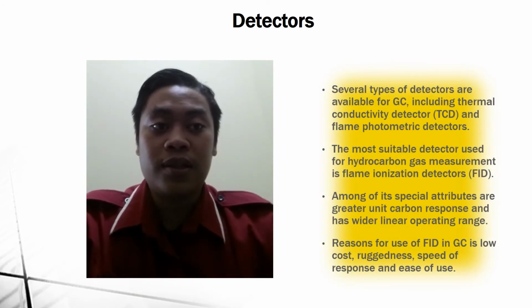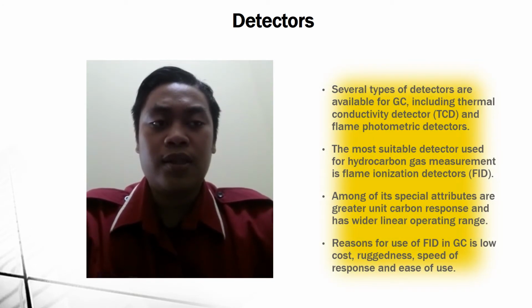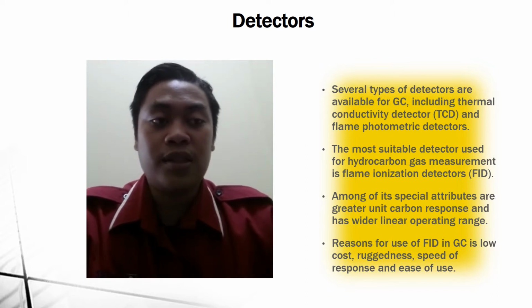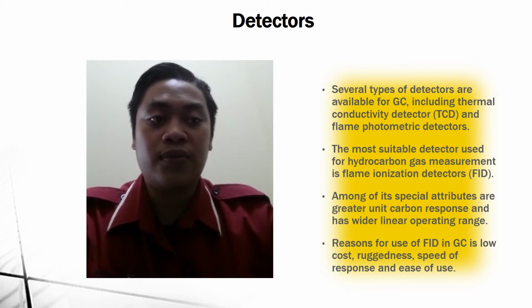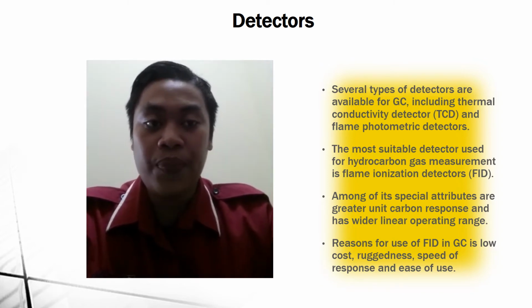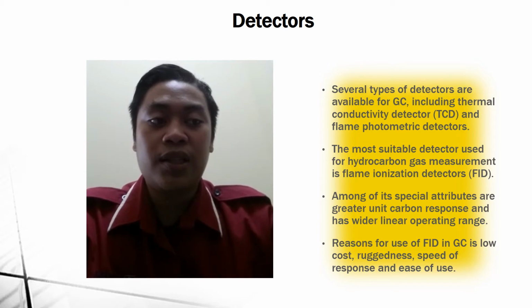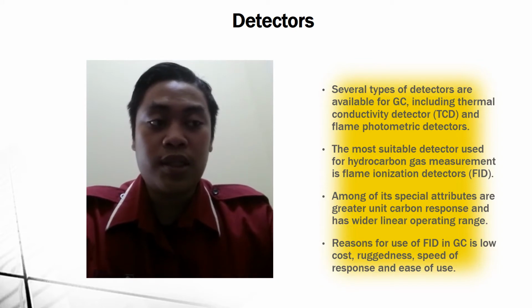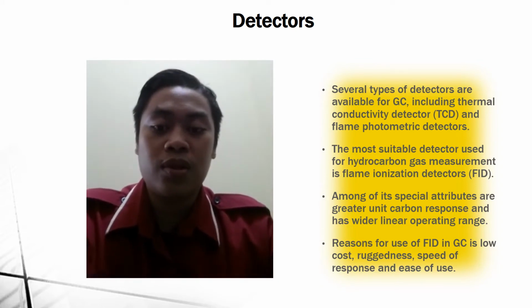Okay, for the detectors, there are several. Several detectors are used for GC, such as the thermal conductivity detector and flame photometric detectors. But the most suitable detector chosen for hydrocarbon gas measurement is the flame ionization detector, or FID. Among its special attributes are greater unit carbon response and a wider linear operating range. Reasons for the use of FID are its low cost, ruggedness, speed of response, and ease of use.